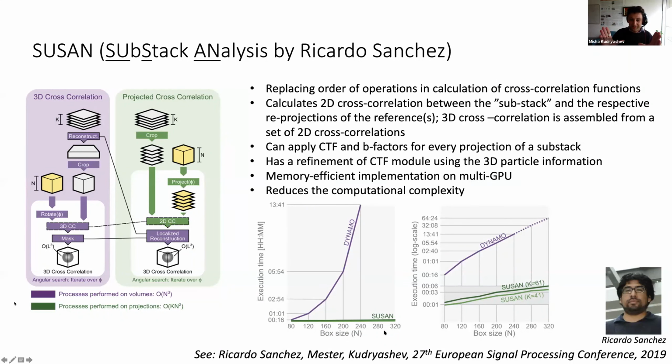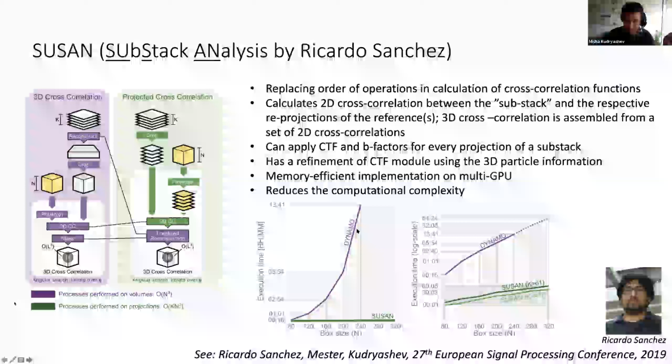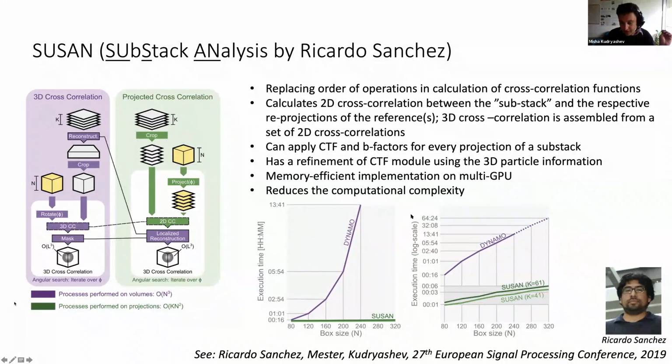Yeah, and so the runtime for Dynamo, if we increase the box size, which you have to do if you want to get a very high resolution, then obviously the size of the box increases. Susan, this is in logarithmic scale. Susan performs up to 1 or 2 orders of magnitude faster, and then you can do calculations that would be prohibitively long to perform using the classical algorithms.